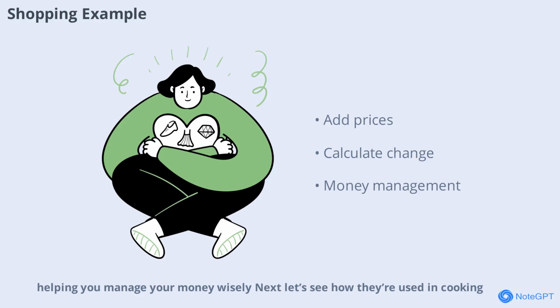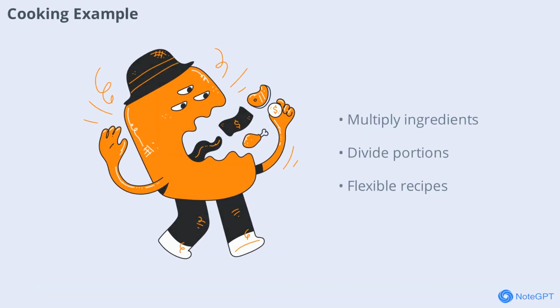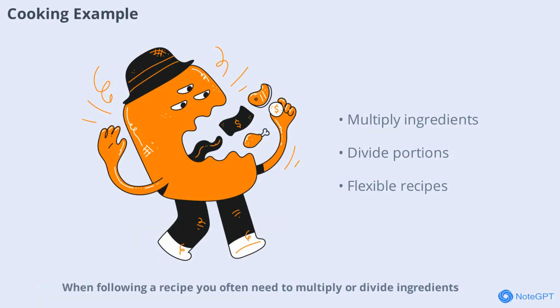Next, let's see how they're used in cooking. In following a recipe, you often need to multiply or divide ingredients. If a recipe serves 2 but you need to serve 4, you multiply each ingredient by 2. If you only have half the ingredients, you divide by 2. Arithmetic operators help you adjust recipes to fit your needs, making cooking more flexible and fun.